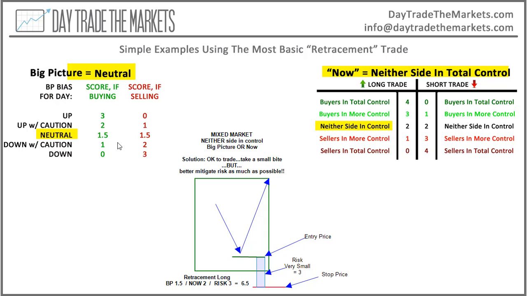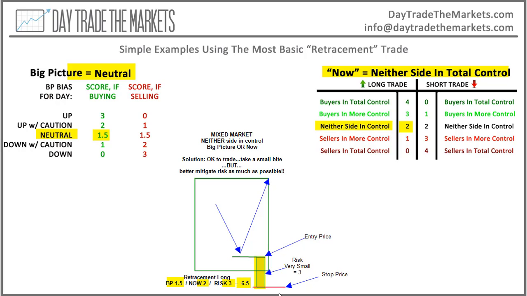So if we're looking for a long trade and the big picture bias is neutral, we get 1.5 points on a long for the big picture. And if we're thinking about a long trade and neither side's in control on the day, that's worth 2 points, right in the middle of our scale. So right there is 2 points. So what do we have? 1.5 plus 2 is 3.5. What's the best we can do on risk is 3 points, which would give us a small risk. That's only going to add up to a 6.5. So 6.5, you can take it. It's better than a coin flip.